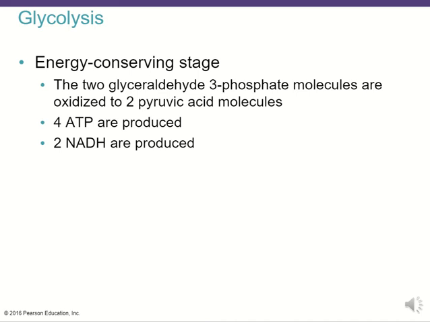Now, the energy conserving stage is basically where 2 molecules of glyceraldehyde 3-phosphate are oxidized to 2 pyruvic acid molecules. 2 ATP are produced in this stage, as well as 2 NADH coenzymes.